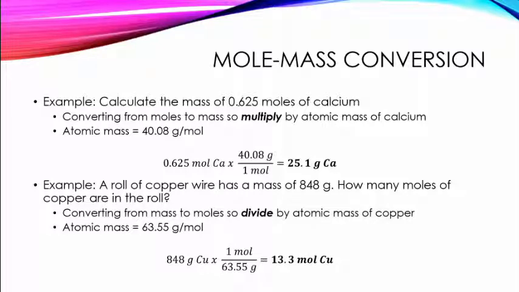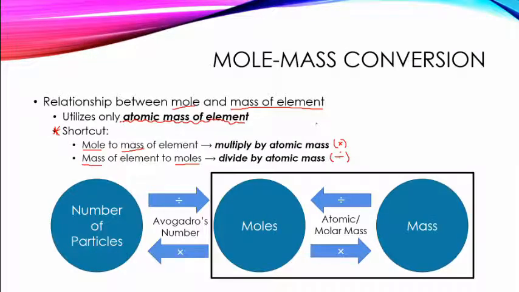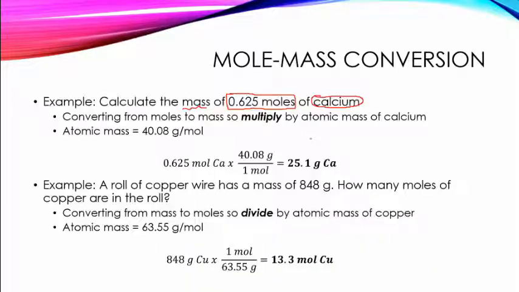Calculate the mass of 0.625 moles of calcium. So I'm given moles and I'm given a number. They want mass. And my other clue is calcium. I have to pay attention to what it is. I'm going to multiply, because that first bullet point says if I'm going from moles to mass, I multiply. And the other thing I have to do, which is a little different than the other questions we just did, is look at the atomic mass.